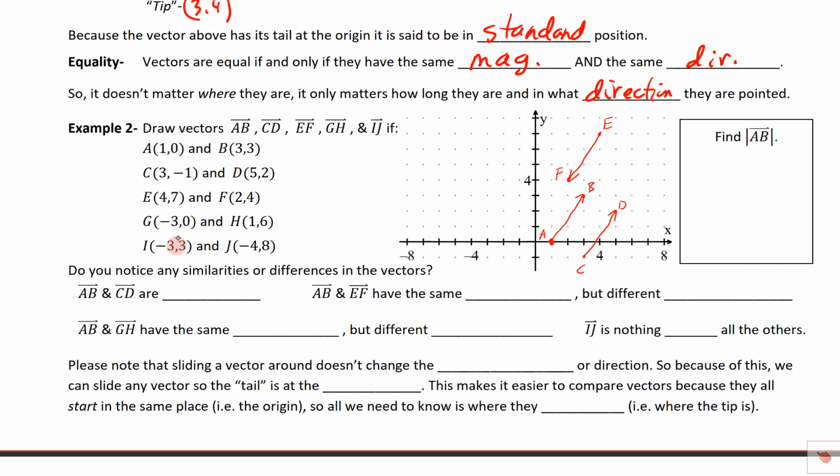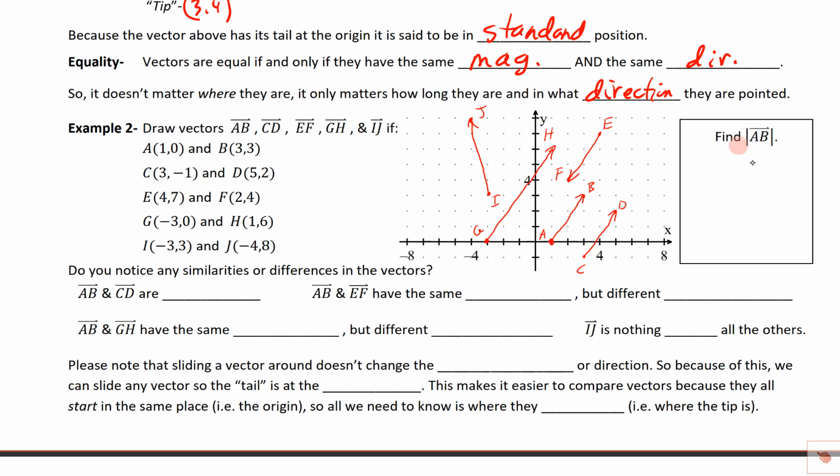And then negative 3, 0 for G, and then 1, 6 for H, 1 and 6, so we're right there. So again, this was G and this was H, and we go from the tail to the tip, so we go that direction. And then the last one, negative 3, comma 3, so back 3 and up 3. That one's I, and J is at negative 4, 8, so back 4 and up 8, so that's going to be right here. So we're going to head off in that direction, being about that long there.